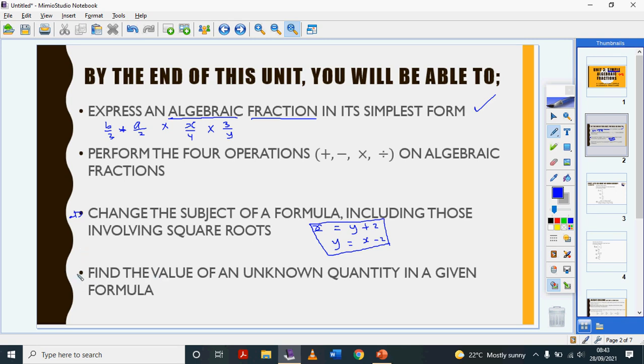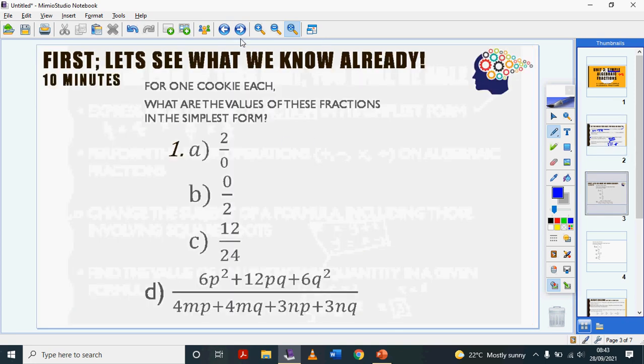And finally, we'll try to find the value of an unknown quantity in a given formula. So like in this formula here, if y is equal to x minus 2, and you're told that x is equal to 5, then you're finding the value of an unknown quantity, which is y, and that is 3. So this is basically this whole unit. As you can see, there are very few things to do, and the unit is going to be short.